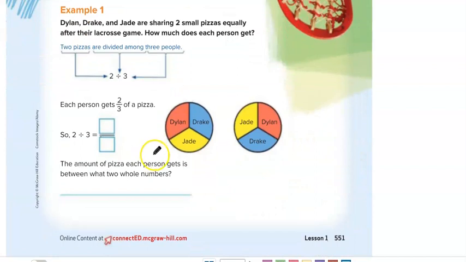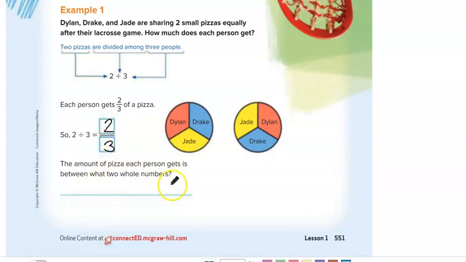So example 1, Dylan, Drake, and Jade are sharing 2 small pizzas equally after the lacrosse game. How much does each person get? So let's think of what we are dividing up. Our total is 2, so that is going to be our numerator. And we're dividing that up among 3 people. So however many groups or people we have, that's going to be our denominator. So each person gets 2/3 of a pizza. That's 2 divided by 3 is 2/3.